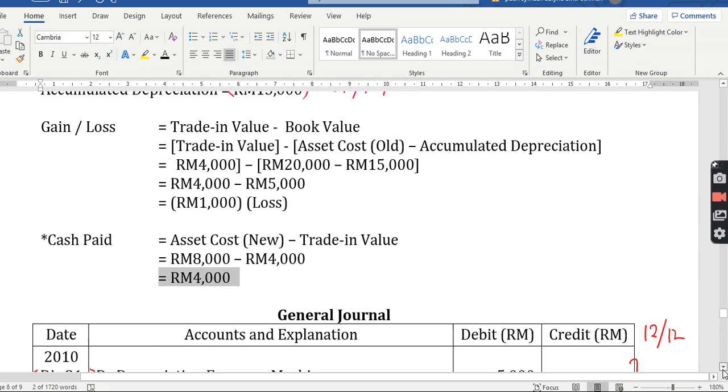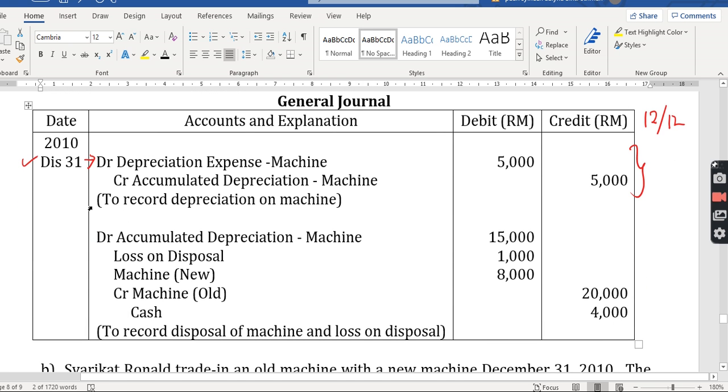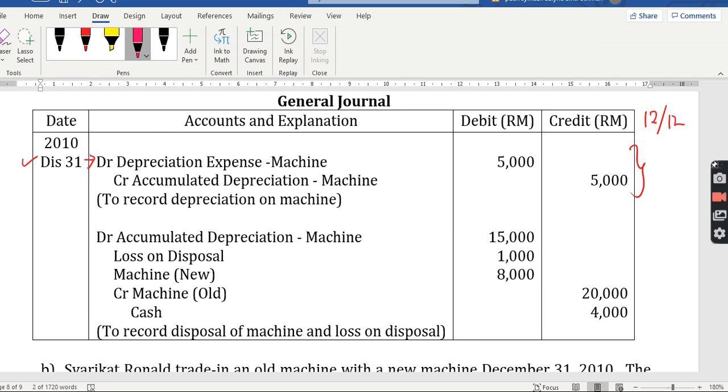So how do I do the journal for the disposal? Okay, macam biasa, bila kita buat disposal, there are two accounts that you need to close. Satu ialah accumulated depreciation for the old machine. Okay, this is the old machine. You kira tadi nilai dia 15,000. Alright, and then you need to close the old machine. So you credit machine 20,000 here. Okay, ini catatan asas untuk disposal. Dua ni mesti ada dulu. Okay, and then what else?